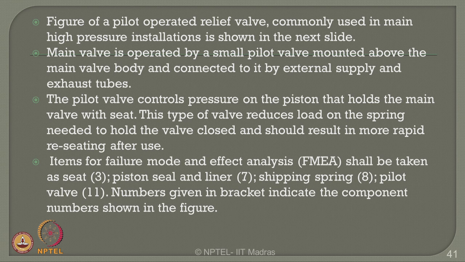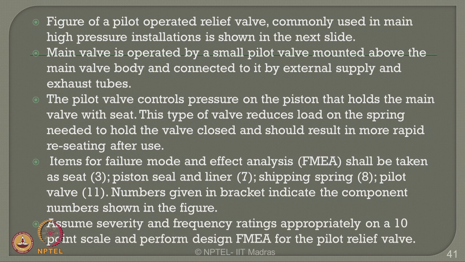The items for failure mode and effects analysis are identified as follows: the seat, indicated as number 3 in the figure, the piston seal and liner, indicated as number 7, the shipping spring as number 8, and the pilot valve as number 11. The numbers given in the brackets indicate the component number in the figure, which is now shown to you.